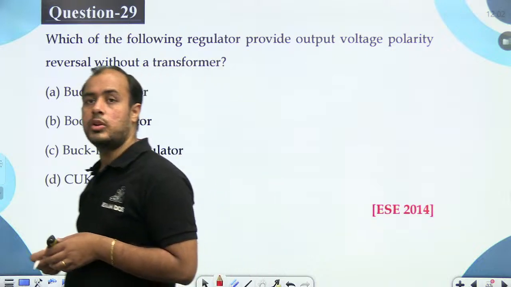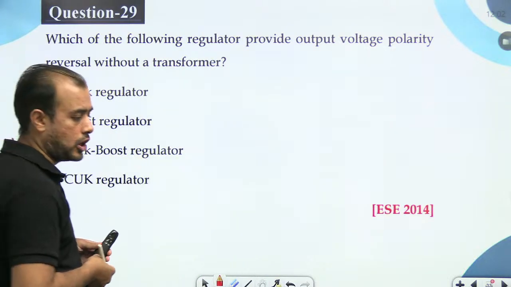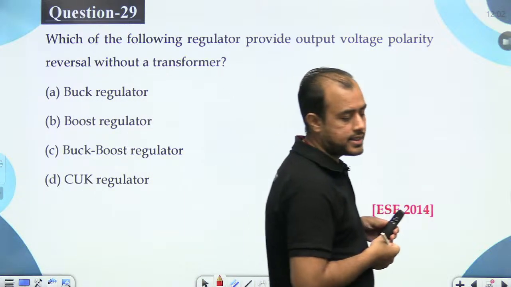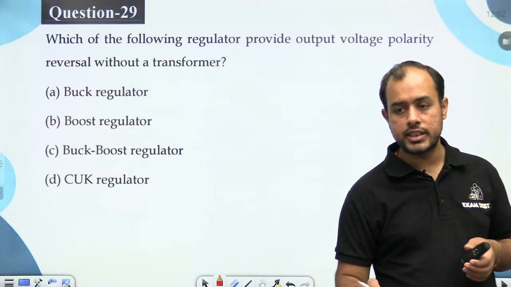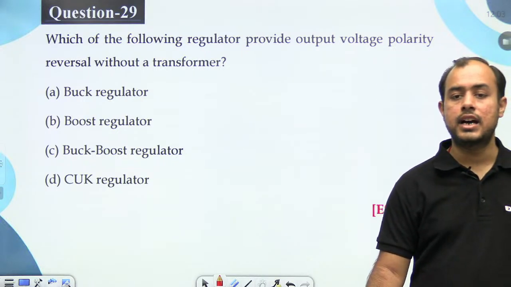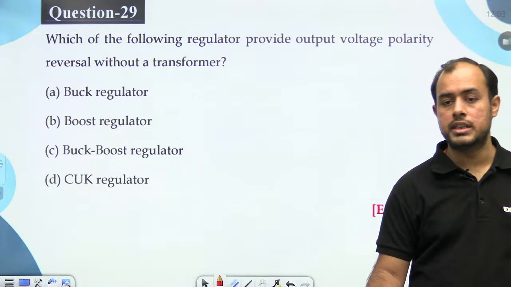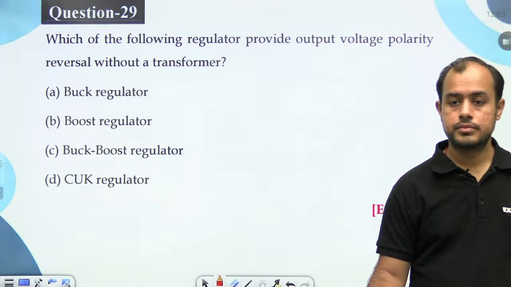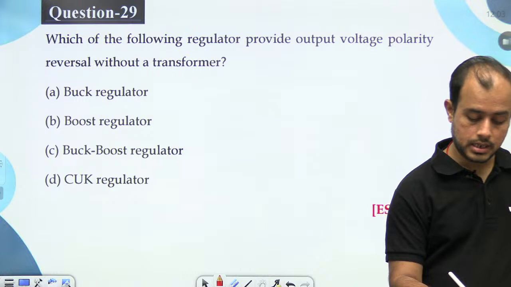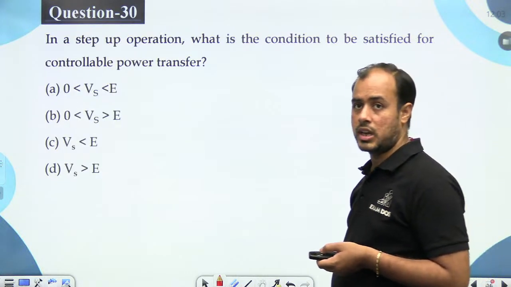Which of the following regulators provides output voltage polarity reversal without a transformer? बहुत बेसिक क्वेश्चन है. In which converter the voltage is reversed without even connecting a transformer? Buck boost converter. V0 and Vin always have the opposite polarity.